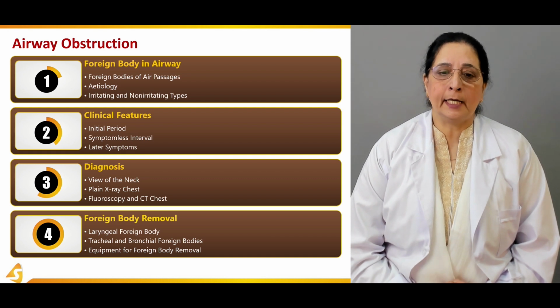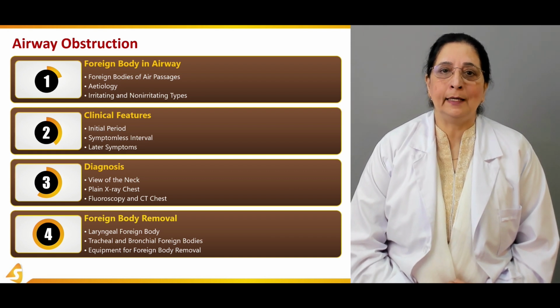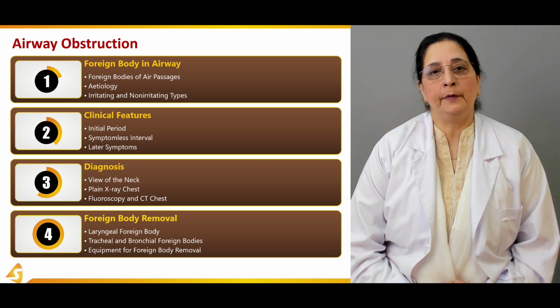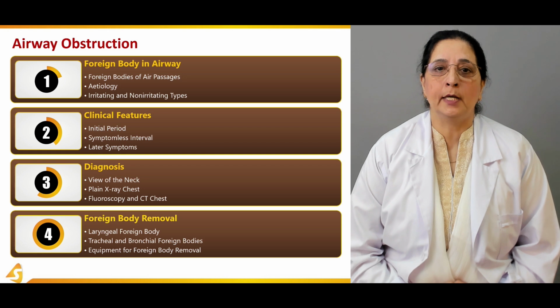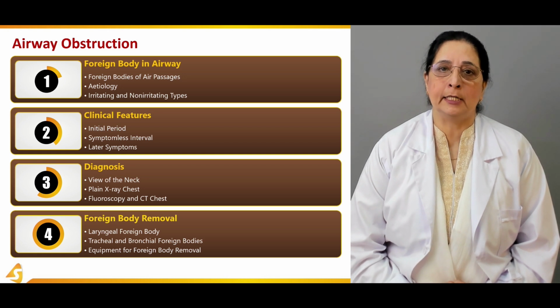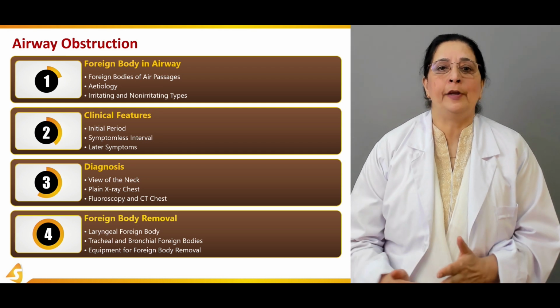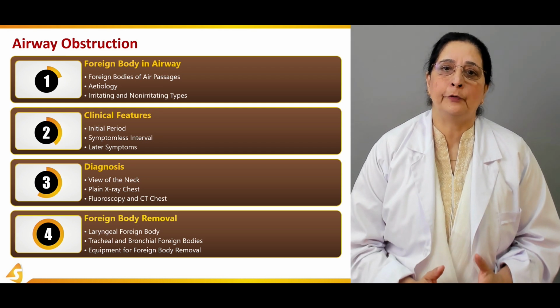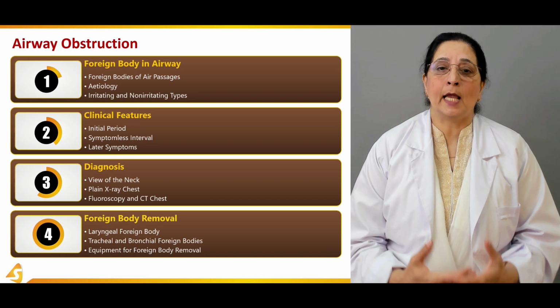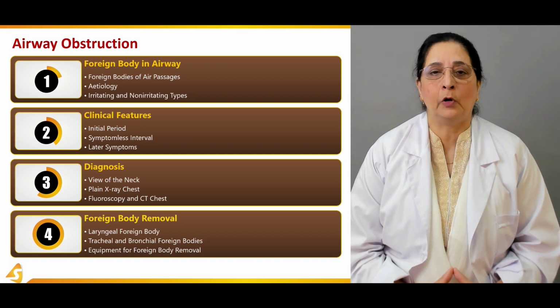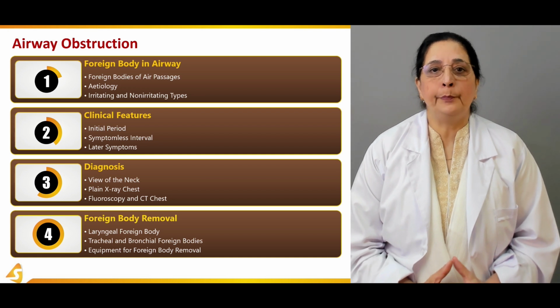Then in the second section, we will talk about the clinical presentation or features associated with the presence of foreign bodies in the airway passage. What's the initial period, in the initial phase, how the symptoms are produced, or what are the signs and symptoms associated with the presence of foreign body in the initial period.